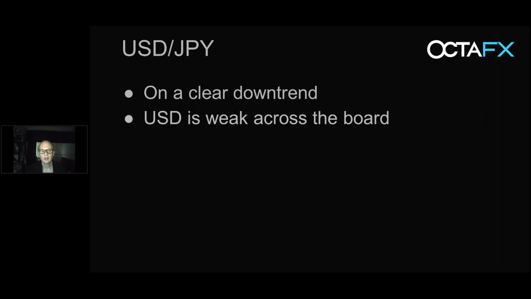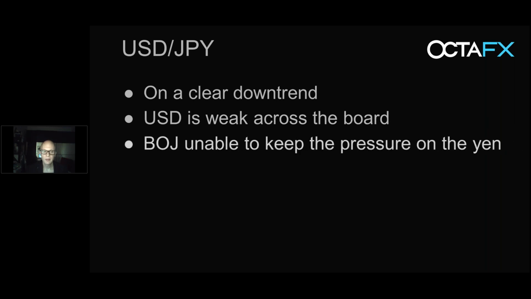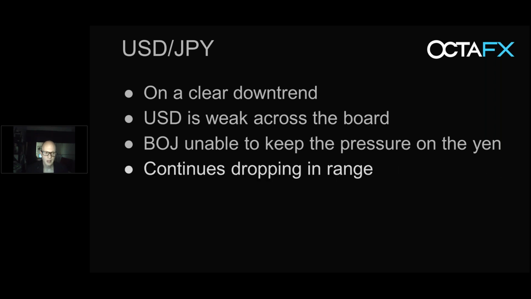Dollar yen is in general on a clear downtrend. We had the US dollar falling across the board. The Bank of Japan is unable to keep the pressure on the yen. Remember, Japanese exporters prefer a weaker Japanese yen. They made some efforts, but it didn't work out for them. It's all about the US dollar and the drop of the US dollar.